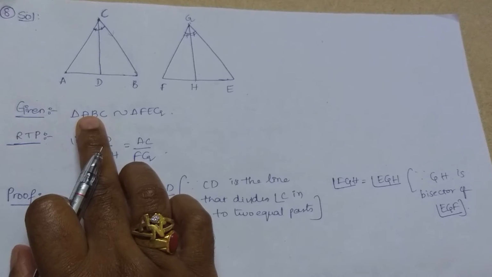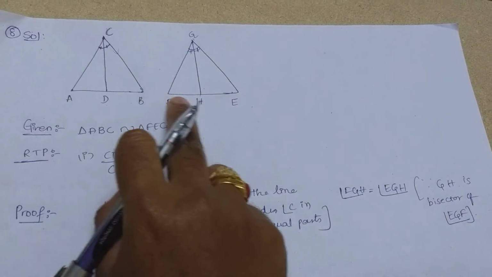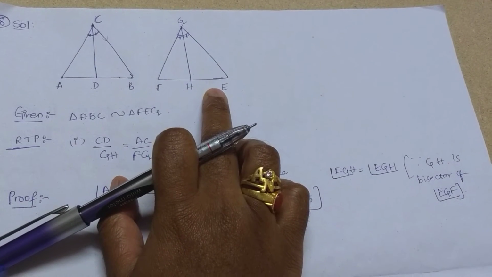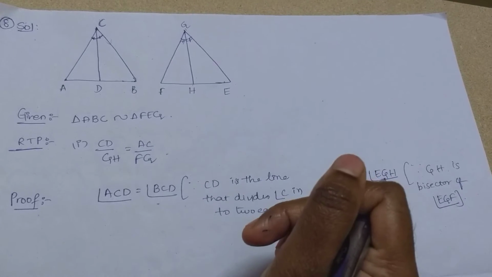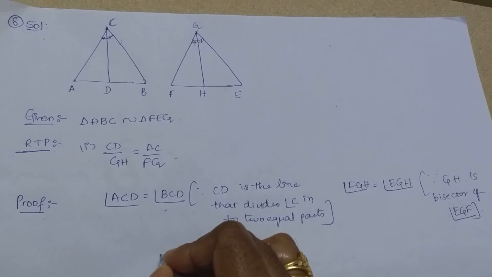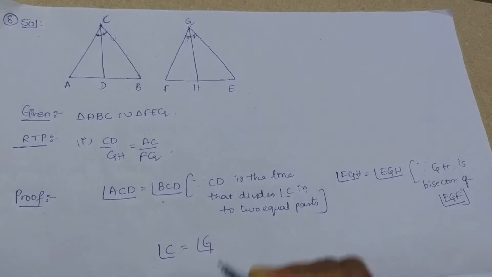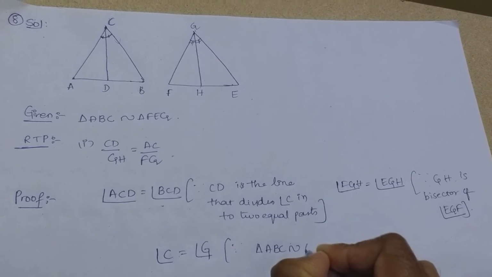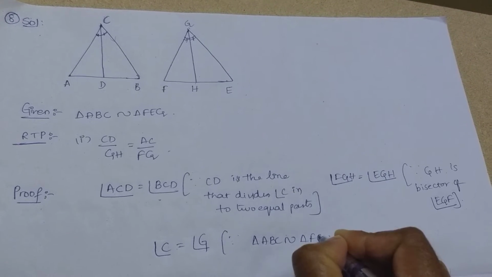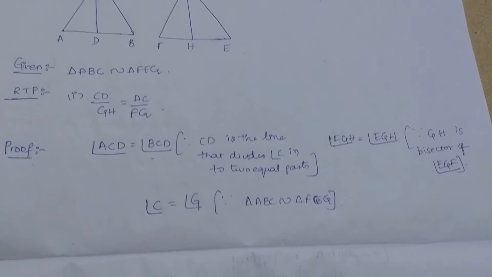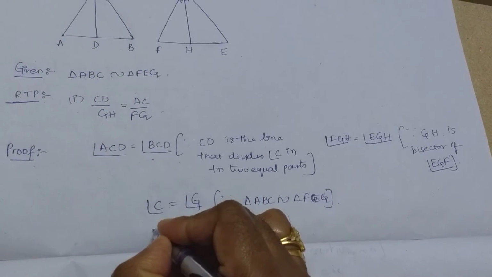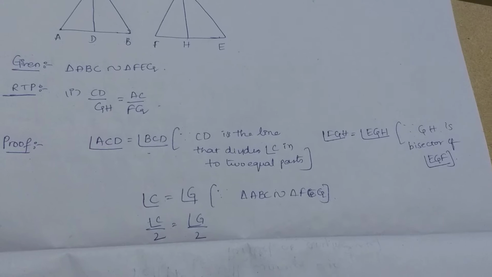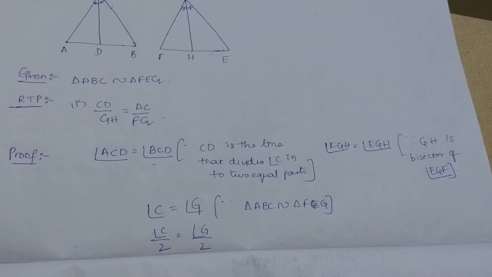After that, in the question they have given that triangle ABC is similar to triangle FEG. So if two triangles are similar, then their corresponding angles are equal, as per the principle of similarity. So what can we write? Angle C equals angle G, since triangle ABC is similar to triangle FEG. In the next step, divide by 2 on both sides, because when 2 and 2 cancel we get the previous step only.